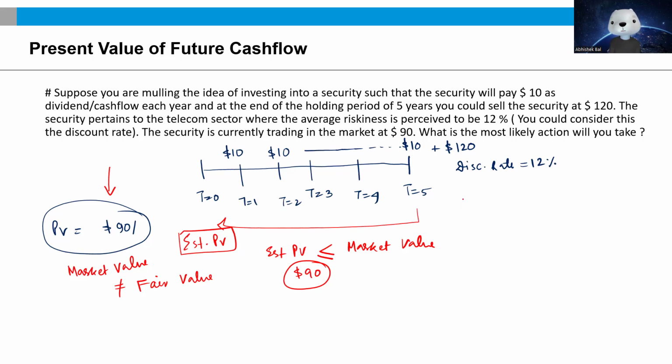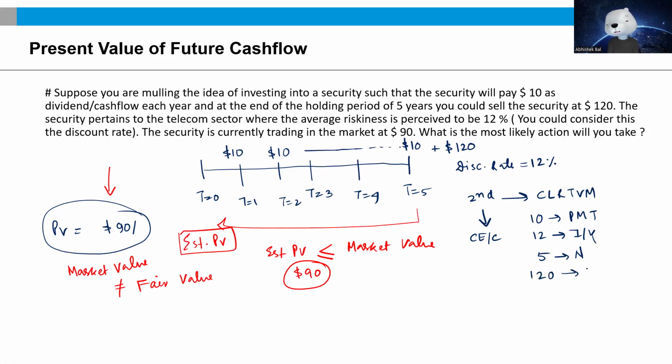How do we do it? Well, we have to again deploy our TVM worksheet. All that we need to do is simply press second and clear TVM, and second and clear any remnant memory, and then just keep on feeding the data. You have the 10 as your PMT. You have the 12 as the discount rate. You have the 5 as the number of periods. Then you have the 120 as the future value. You need to find out the present value of the security.